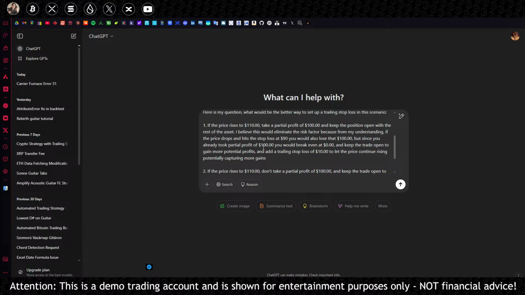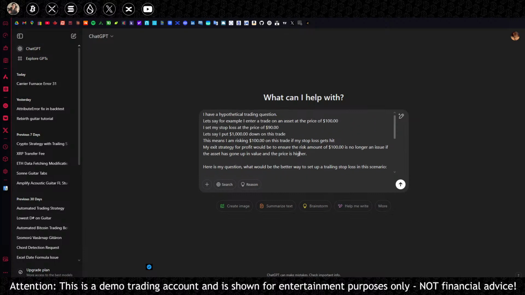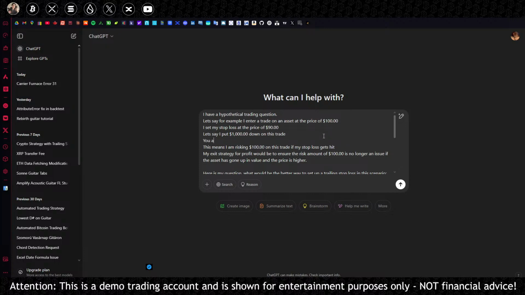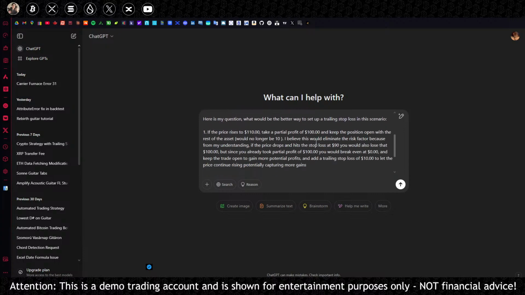I want to refine what I talked about over here. If price rises to 110, you take a partial profit of $100. You keep the position open with the rest of the asset. It would no longer be 10. Do we call it shares? You would be buying 10 shares. Okay, I'll just use shares for this example. It would no longer be 10 shares.